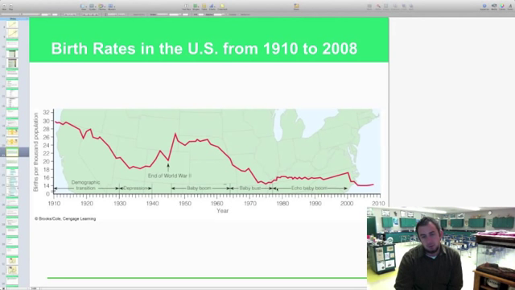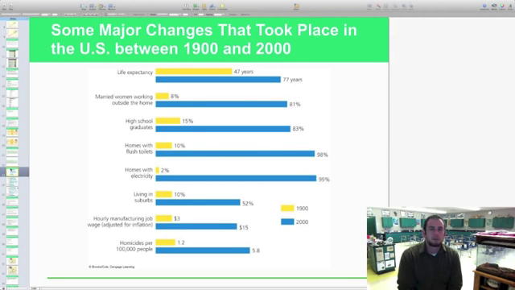Also, we had our baby bust, which went way below there, from about 60, 62, 64, I guess I should say, all the way to about 77. And then we had the echo baby boom, which brought us up a little bit, about replacement level fertility rate again.